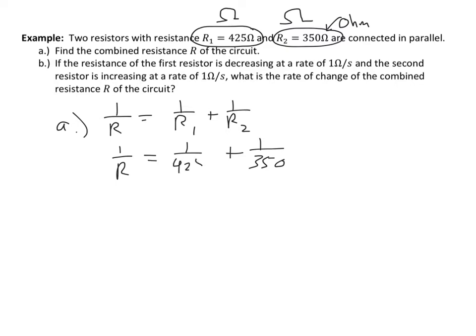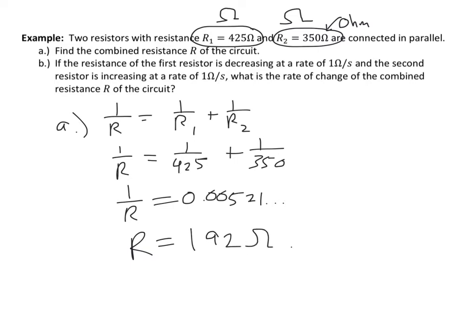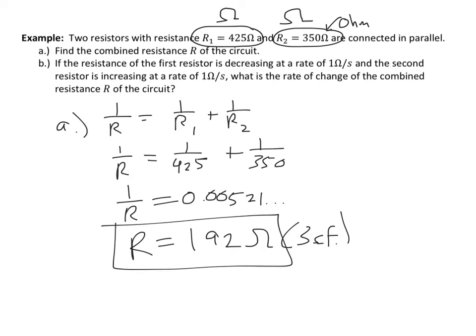So, I would say pause the video for a moment, make sure that you're comfortable using a calculator to simplify this and figure out what it is. To do this, if I do 1 over 425 plus 1 over 350, I get that 1 over R is 0.00521 and so on. I would need to do the reciprocal of that, and I find the combined resistance of this system is 192 ohms. It's actually 191.935 and so on. This is correct to 3 significant figures. So this is the answer for part A.